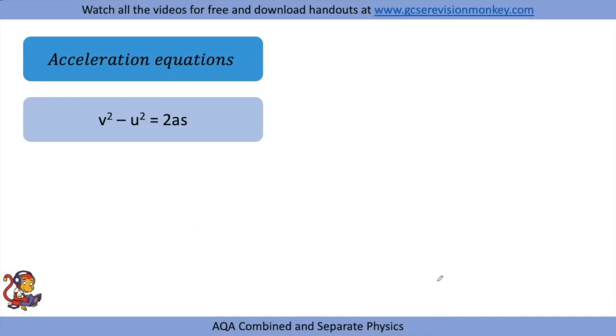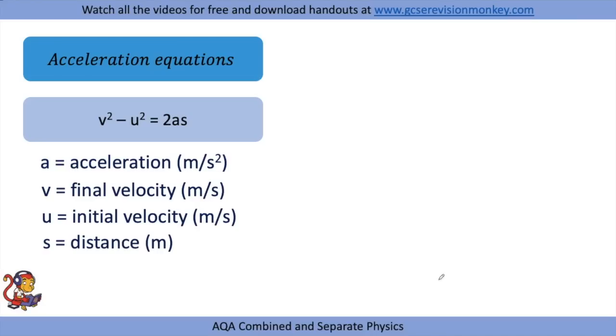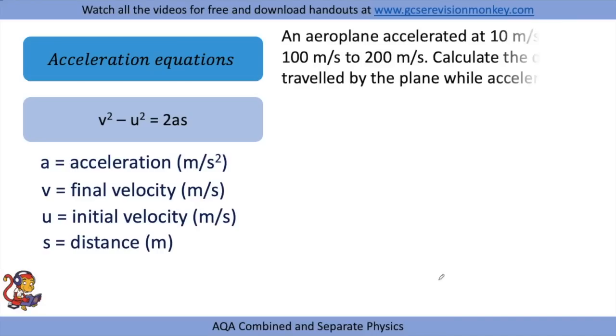Then we've got another acceleration equation, which is v squared minus u squared equals 2as. Again, acceleration, final velocity, initial velocity. s in this equation is distance. And let's have a look at this practice question. It says an aeroplane accelerated at 10 meters per second squared from 100 meters per second to 200 meters per second. Calculate the distance travelled by the plane while accelerating. So this time we're rearranging this equation to calculate s. You might have to rearrange the calculation to calculate any one of u, v, or a.